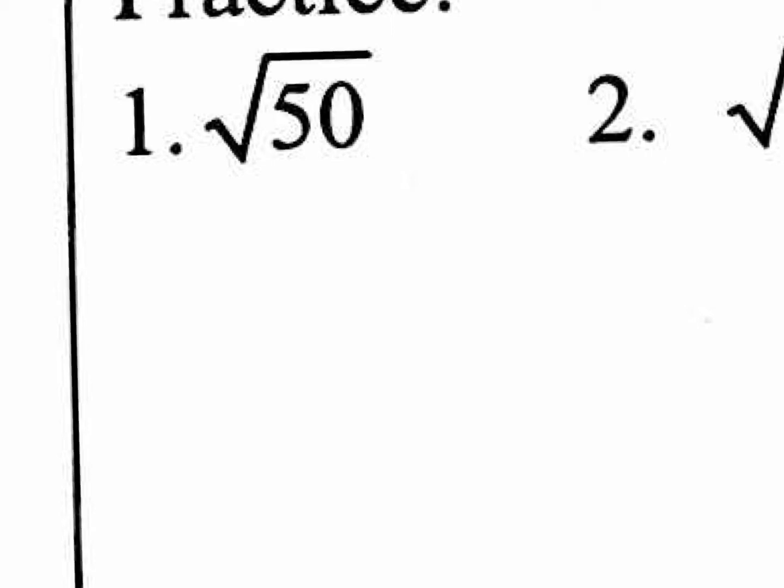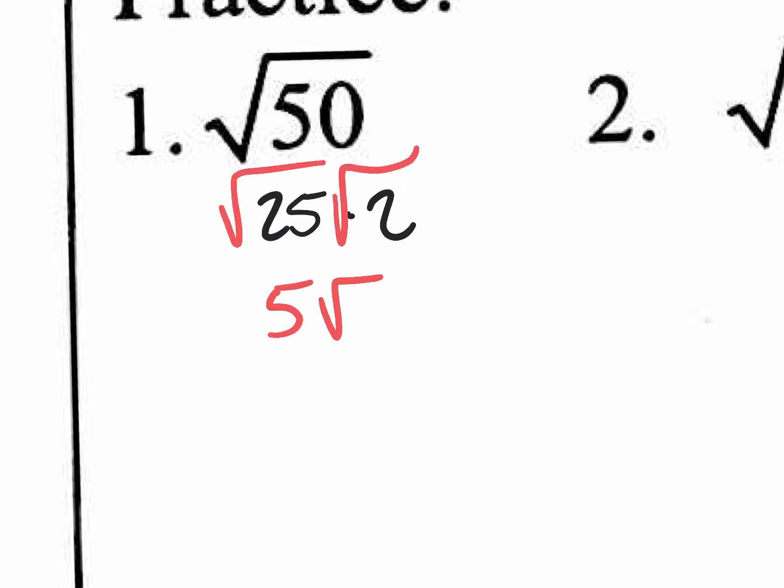What is the square root of 50? How do I rewrite that with multiplication? 25 times 2. And we are splitting the square root to each of those. So 5 square root of 2 is your final answer.